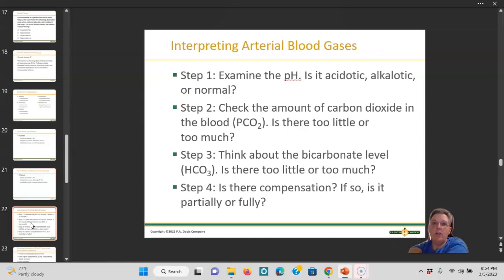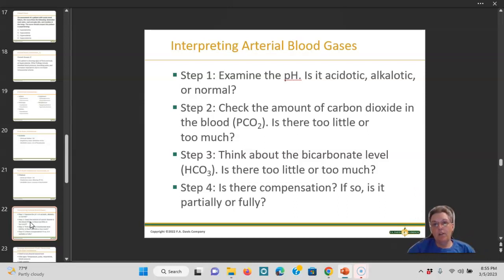All right, so whenever you get a pH, a CO2, and an HCO3, what you're looking for, 1, pH. Tell me, is it acidic or alkalotic or normal? 2, then check the carbon dioxide because that's going to come into play first. That also tells you if it's a respiratory problem. If the CO2 is not high, then it may not be a respiratory problem. If the HCO3 is high, it may be a metabolic issue.